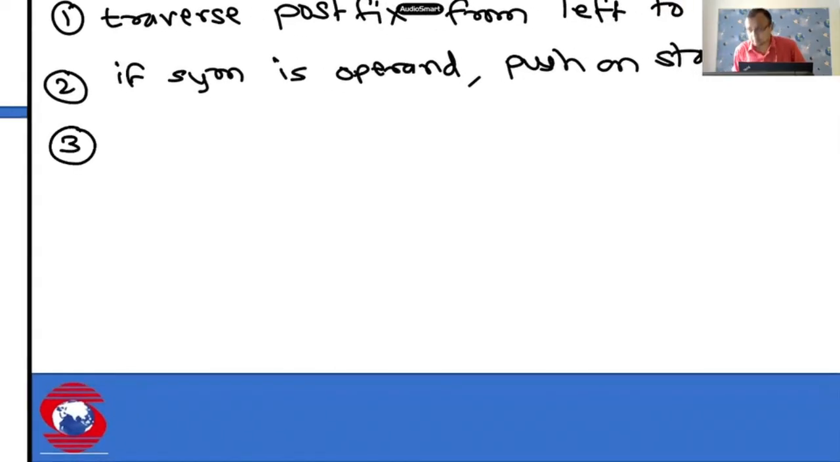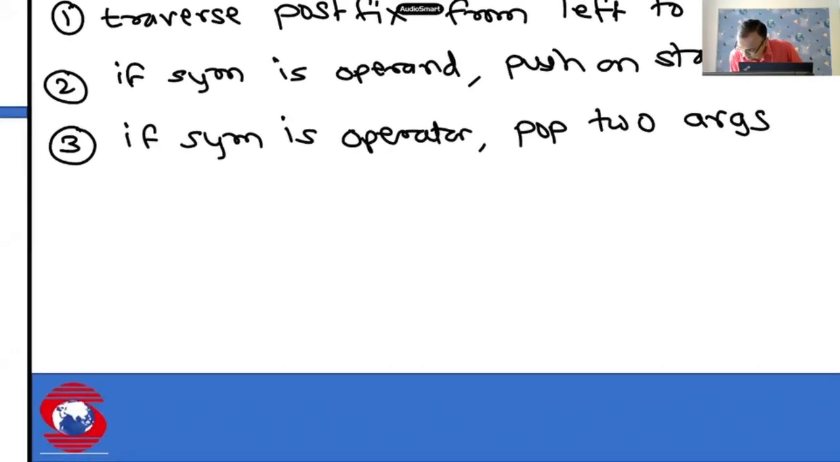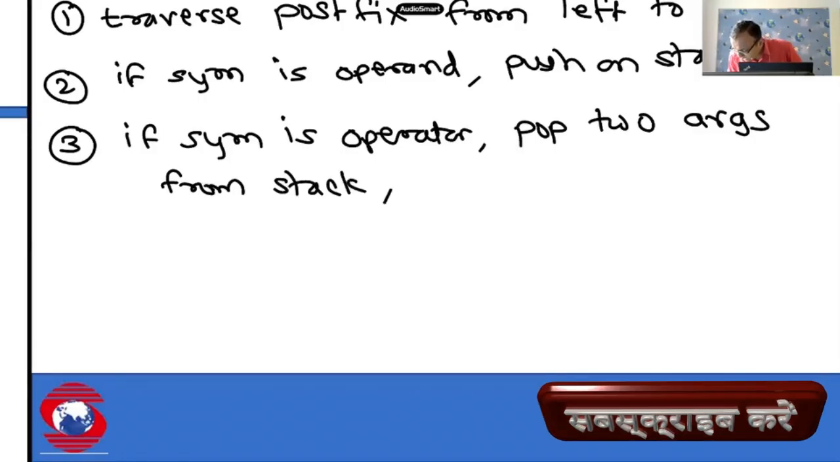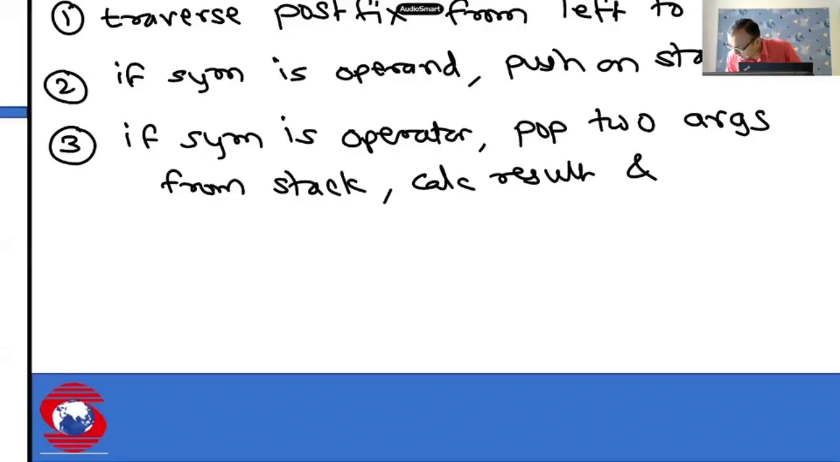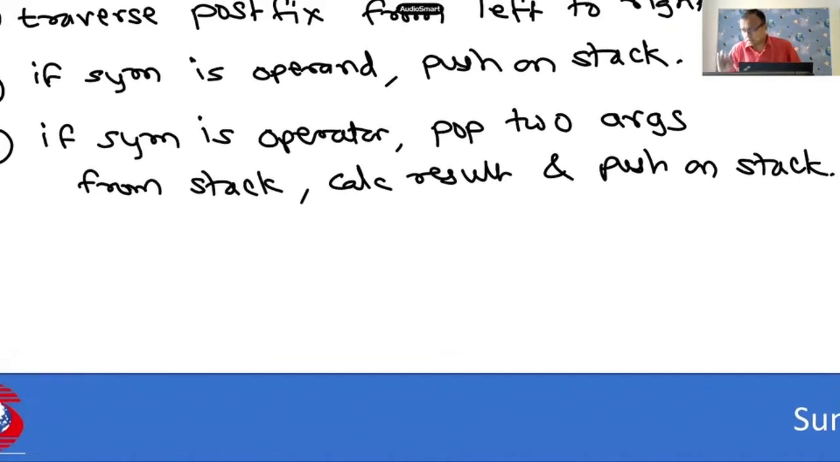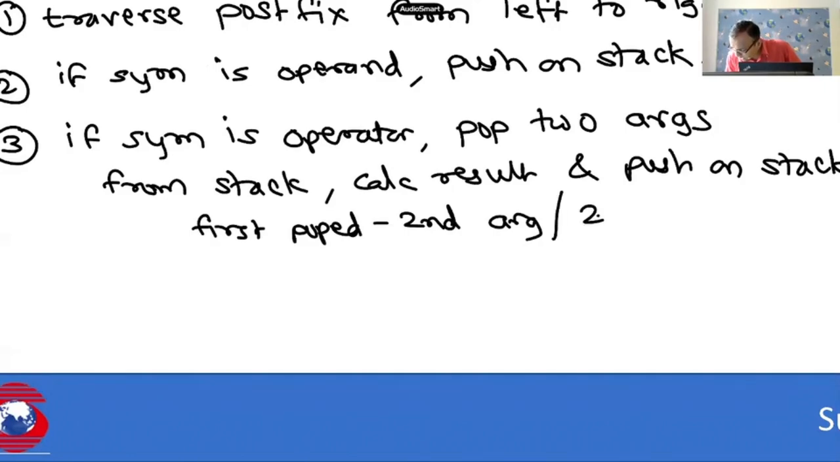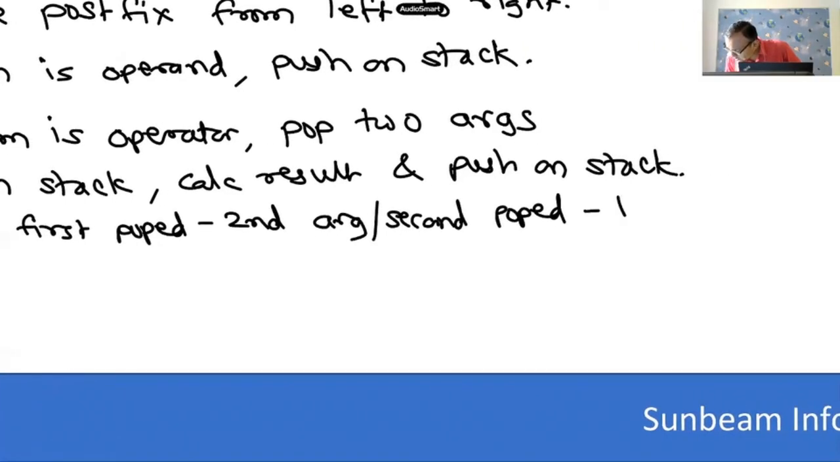That is second. Third thing. What is the third thing? If symbol is an operator, what is to be done? Pop 2 arguments from stack, calculate result, and push on stack. Just remember a basic rule over here. The first popped is the second operand, and the second popped is the first operand.